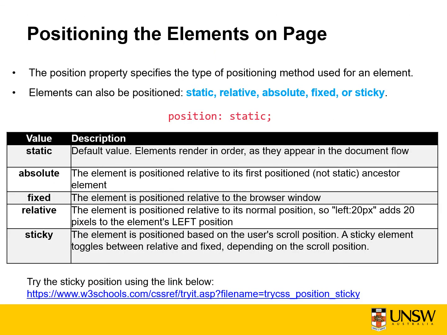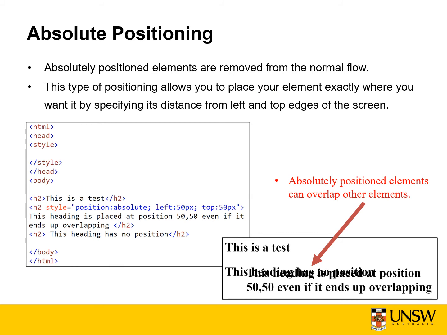In addition to arranging the layout of the web page with the use of the display property, there is another property called position that can be used to arrange the elements of the web page. This property can arrange the web page elements in different ways, including static, relative, absolute, fixed, and sticky. By using absolute positioning, you can fix the location of the elements on a screen by specifying its distance from left and top edges of the screen. But the main issue of this type of positioning is that the element with absolute positioning can overlap other elements.